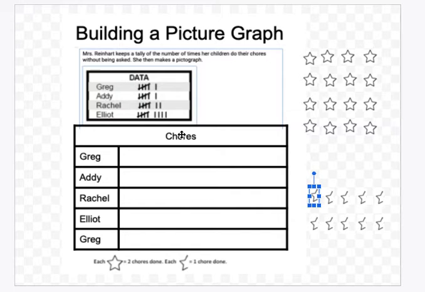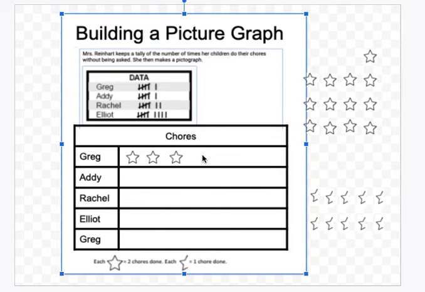Now, I'm going to do the first one together, so no one should get this one wrong, and then you all are going to copy it. But Greg did 6 chores. So 6 chores, that's an even number. If we skip count by 2, there's 2 chores, 4 chores, 6 chores. So the 3 stars in this picture graph for Greg means that he did 6 chores.